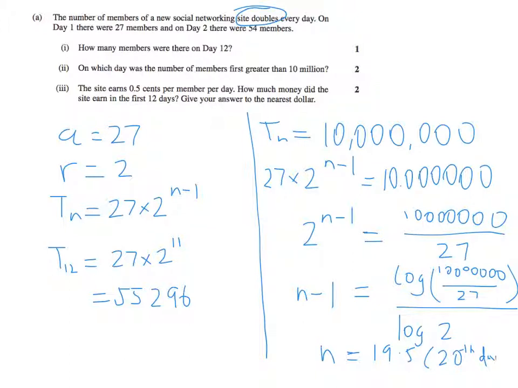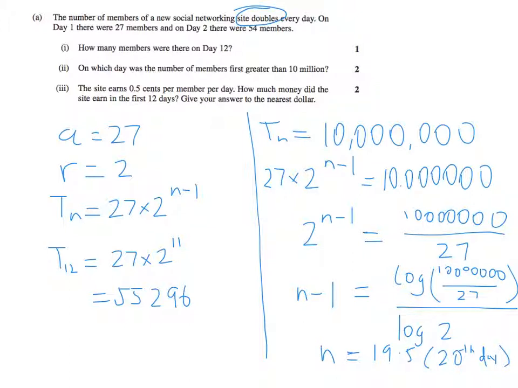Okay, so on the 19th day, you'll end up with just less than 10 million followers. Well, actually, it'll be significantly less than 10 million because we're doubling each day. But on the 20th day, you'll find that we hit about, I think it's about 14 million, as opposed to about 7 million on the 19th day.